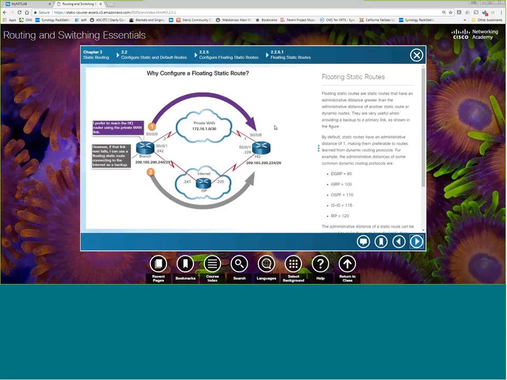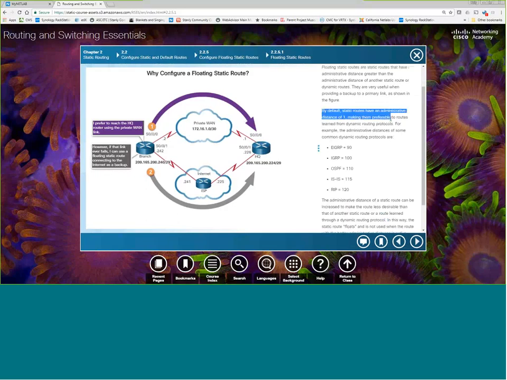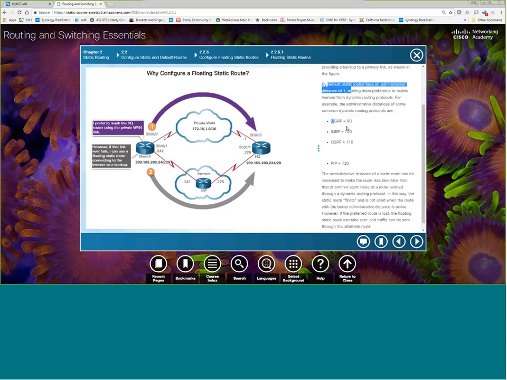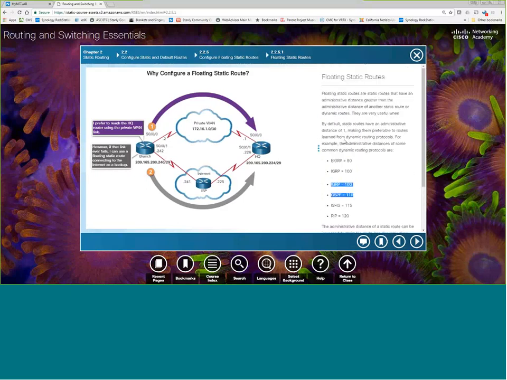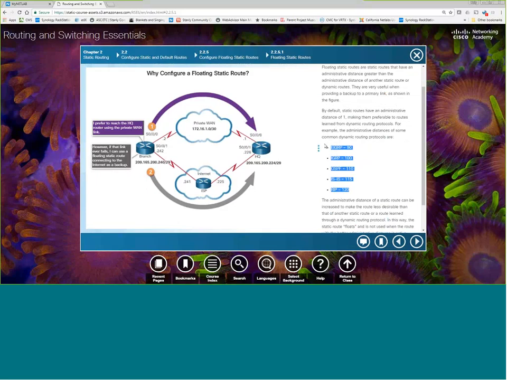Floating static route. Here's one of the big things: remember it's a way to have a backup route. That's the only reason we really want a floating static route. By default, all static routes have an AD of 1, making them preferred above all other routing protocols, no matter what they are. So if you put a static route in, there's no dynamic routing protocol that has an AD that can override a static route. The IOS assumes if you take the time to stick a static route in, that's the way you want traffic to go.